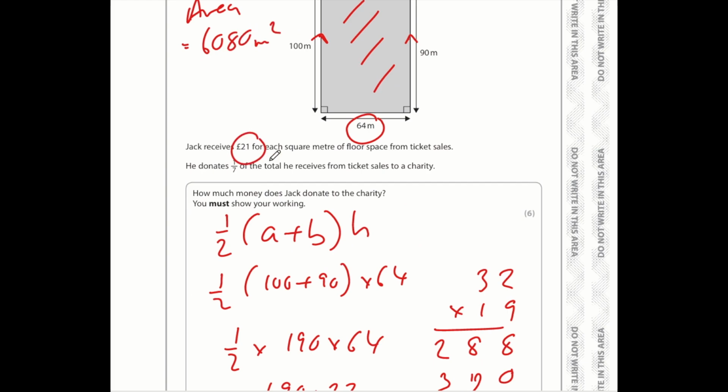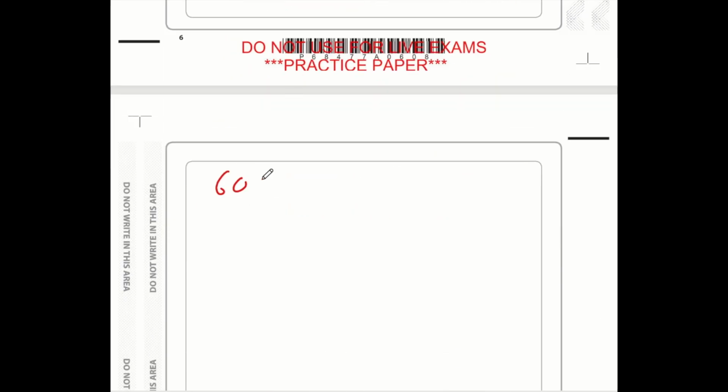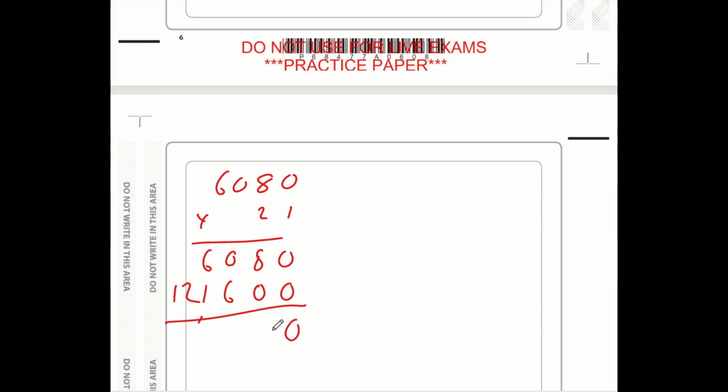Okay, now Jack receives £21 for each square metre, so what we need to do is multiply 6080 by 21. I could have just done 608 times 21 and put a 0 back in at the end, but that doesn't really matter. Okay, starting with a 1, 1 times 0 is 0, 1 times 8 is 8, 1 times 0 is 0, 1 times 6 is 6. Putting in a 0 again because this is the 2 of 20. 2 zeros are 0, 2 8s are 16, carry 1, 2 zeros are 0, plus the 1 is 1, 2 6s are 12. Add these together, 0, 8, 6, 7, 1, 2.